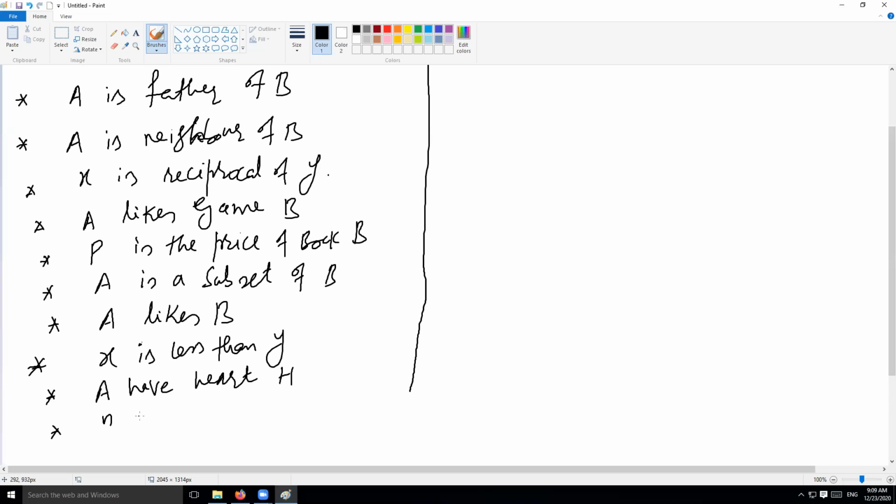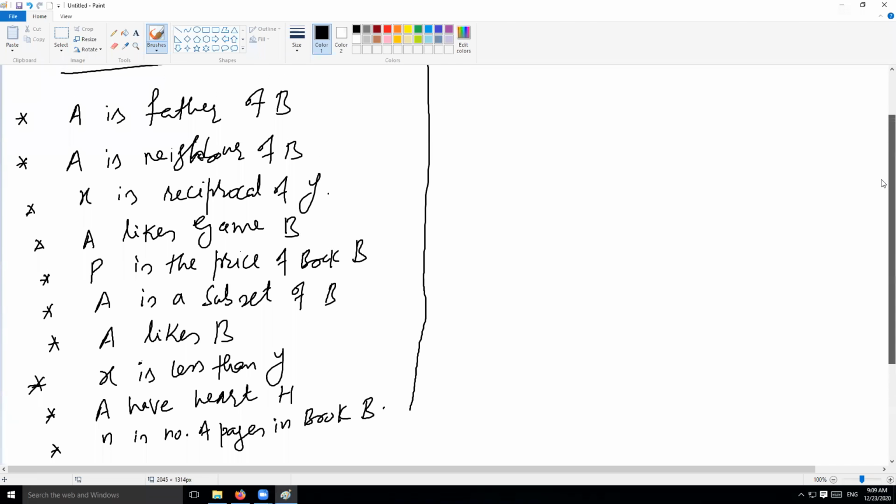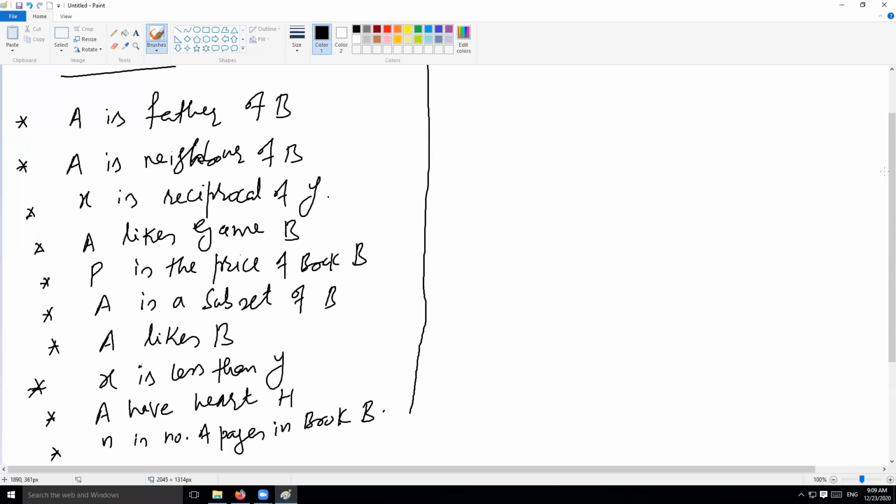So N is number of pages in book B. Okay. N is number of pages in book B. So this is another kind of relationship actually. So what we're going to do is that all these relations are really the real world relations. And from this motivation, we are going to come up with our abstract definition of relation. So if I'm saying that A is a father of B, this is a relation.